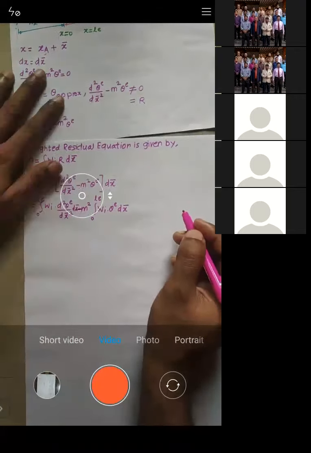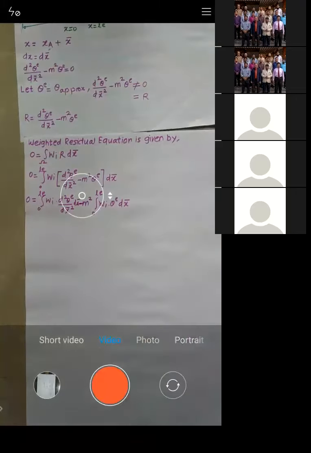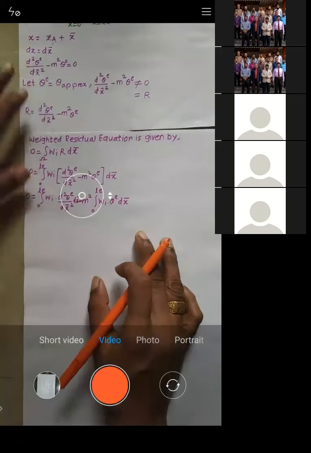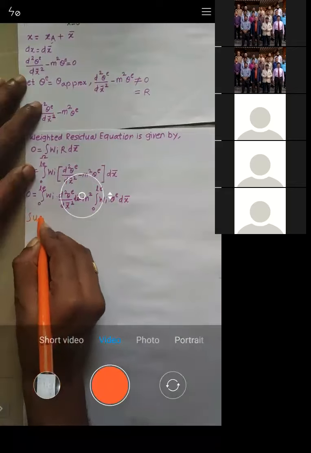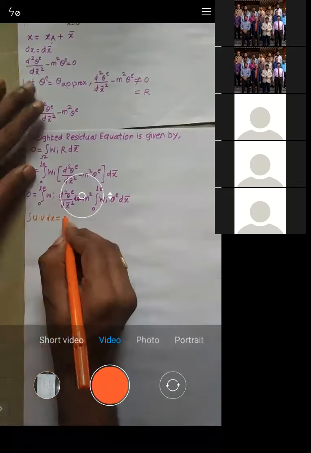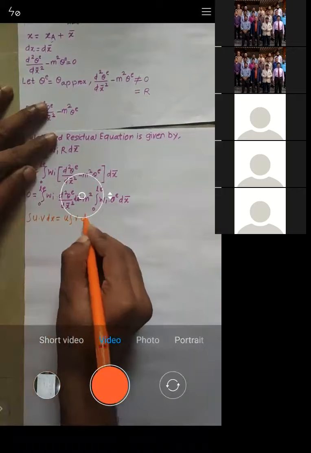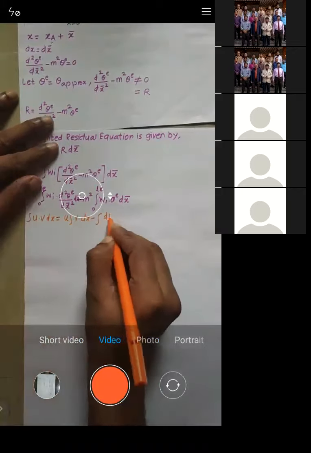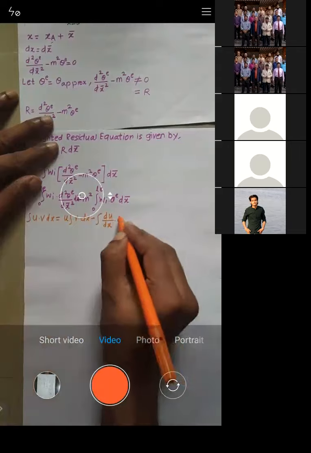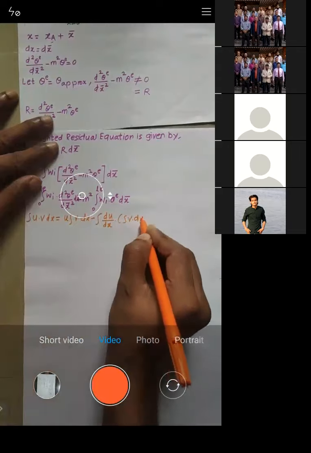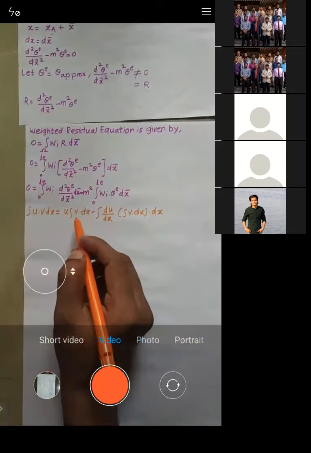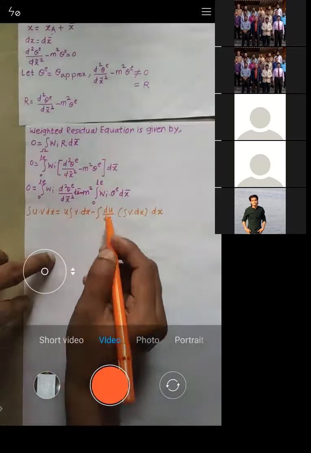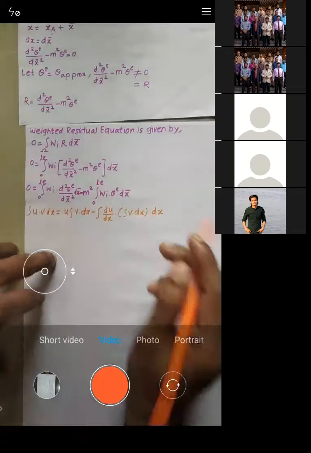Right, now let us solve this. How will we solve this equation? In order to solve this equation, we will just focus on the first term. For that, what is integration of uv dx? First into integration of second, minus integration of derivative of first into integration of second, dx. First into integration of second minus integration of derivative of first, integration of second dx, right?